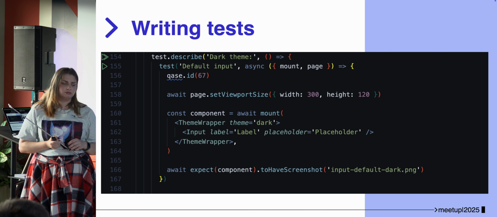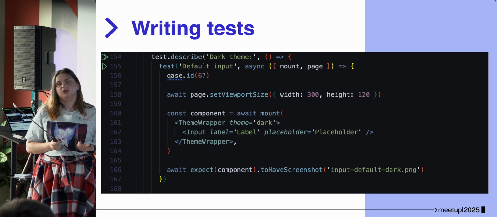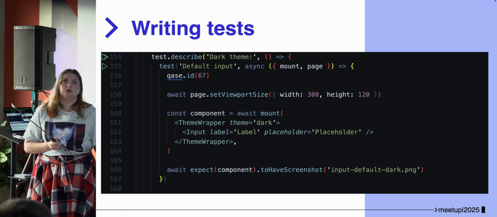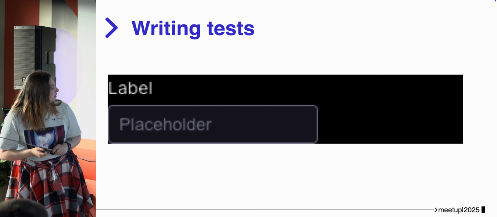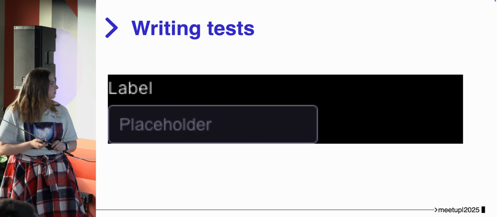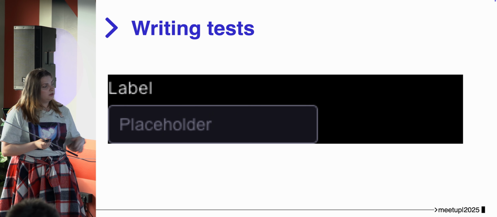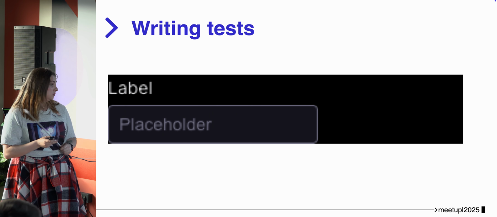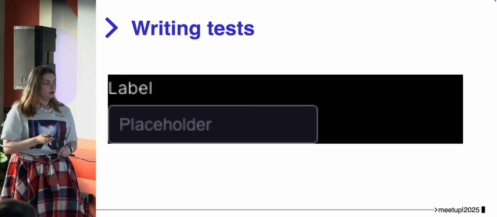And you can write a lot of tests, and you can speed up your process if you use, for example, Cursor and other AI tools. So, you can see the result of this test. I receive a baseline screenshot. You can see only the input with a label and placeholder in dark theme.